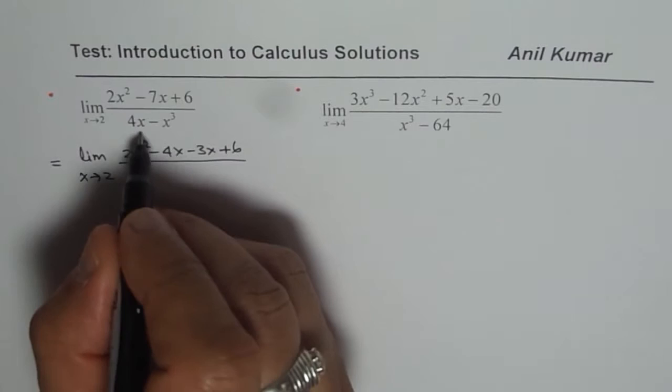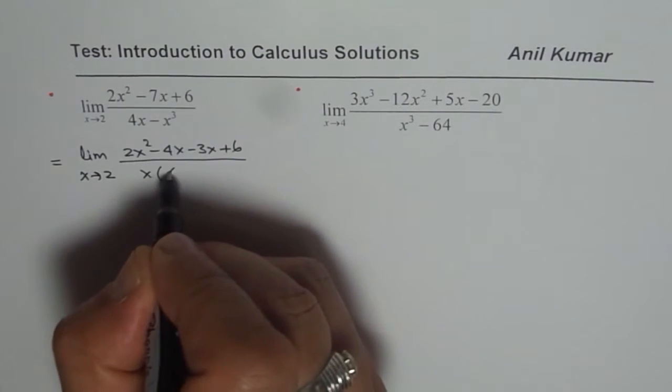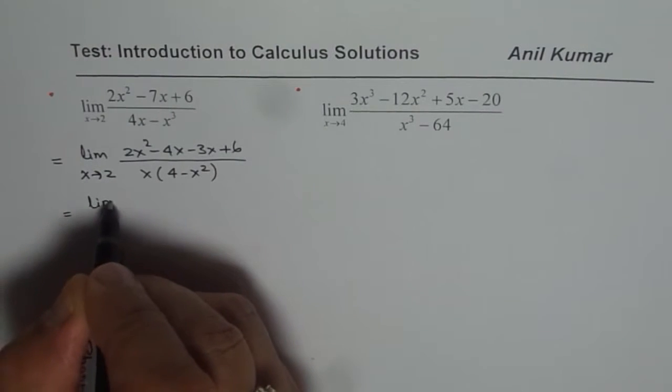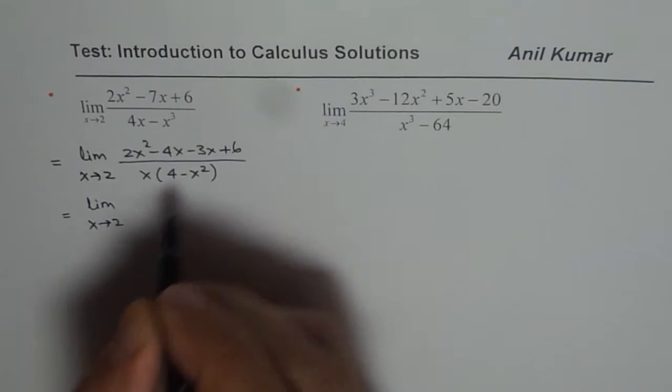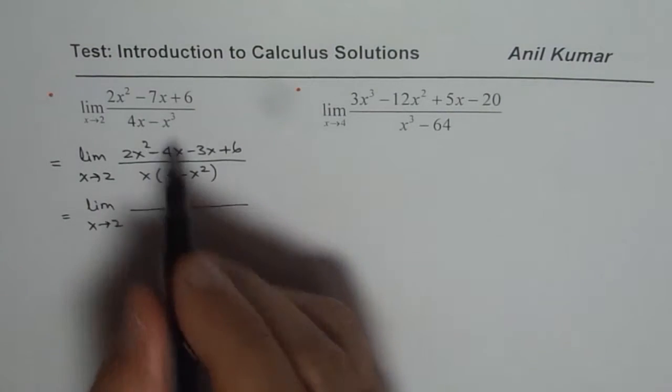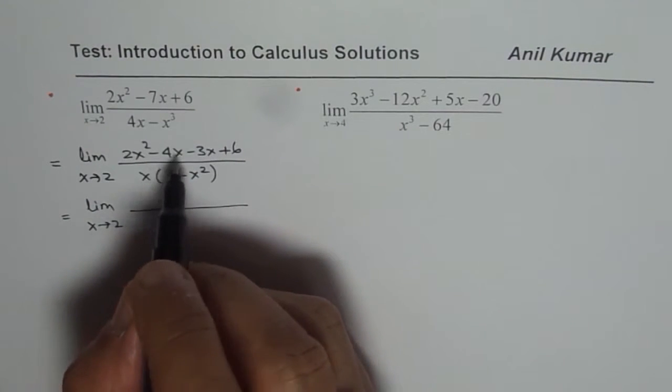In the denominator, I can take x common. So we get x times 4 minus x squared. We can now continue with the process of factoring. At times you can do it separately, right? And then club all these things together. You can factor both numerator and denominator separately.